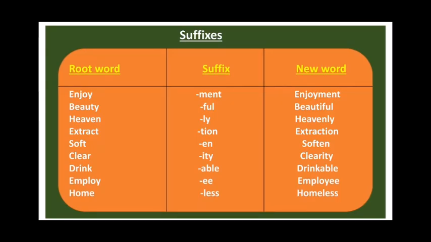Soft plus en becomes soften. Clear plus ity becomes clarity. Drink plus able becomes drinkable. Employ plus ee becomes employee. Home plus less becomes homeless. So these were all the suffixes. Whenever you add a letter or a group of letters after the root word, it is known as suffixes.